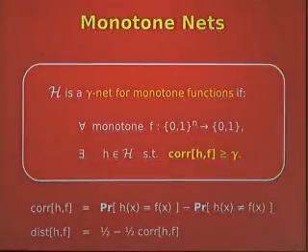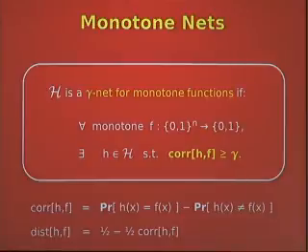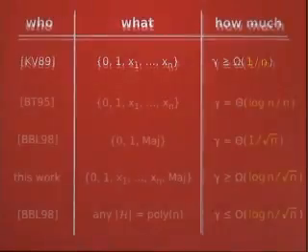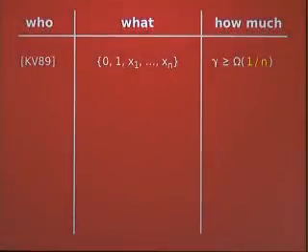But there's lots of monotone functions, so it'll be hard to come up with a net that's good at covering them. So we'll actually be interested in distances that are pretty close to a half. We just want functions that are slightly correlated with all the monotone functions. Is that clear? Okay, so this problem has been studied surprisingly a lot. So I'll tell you about the previously known results.